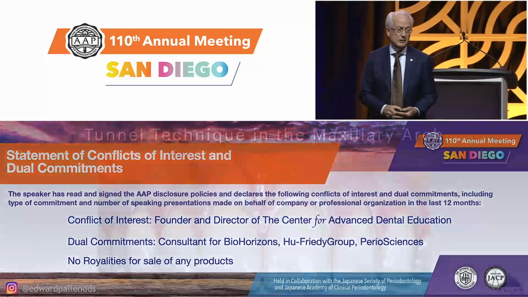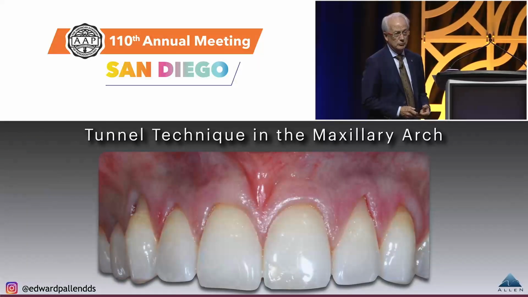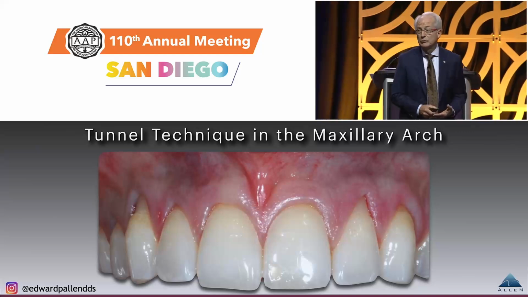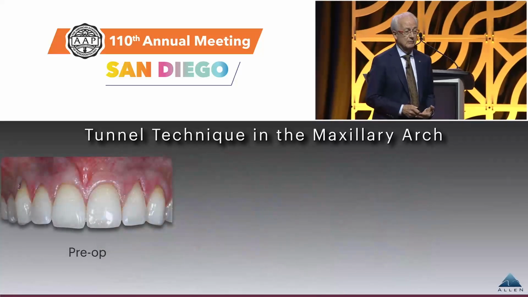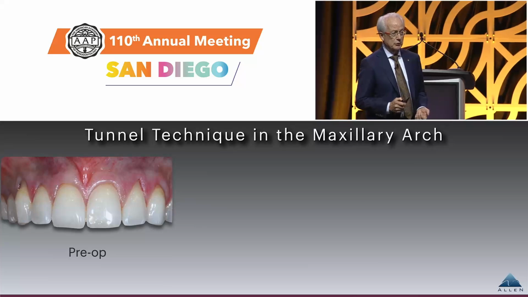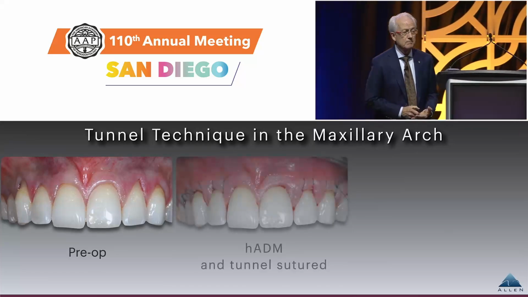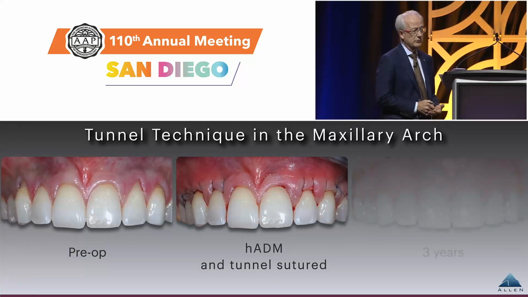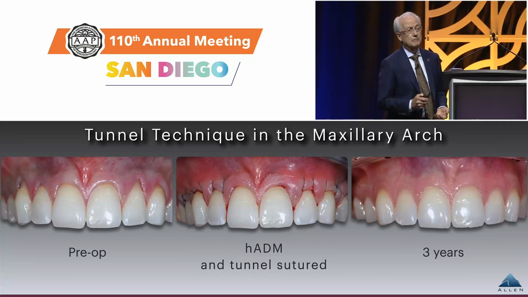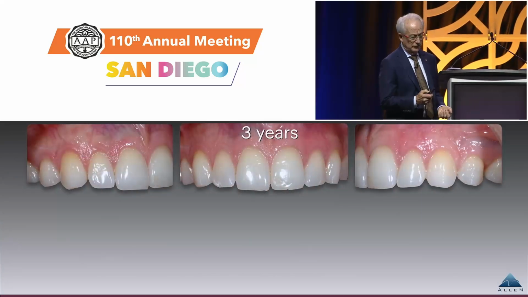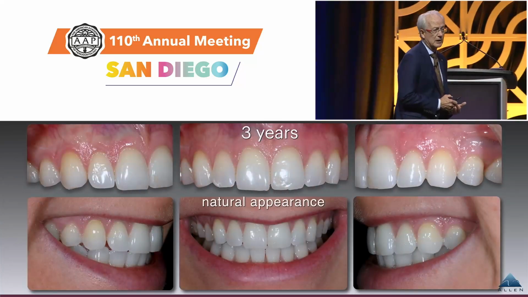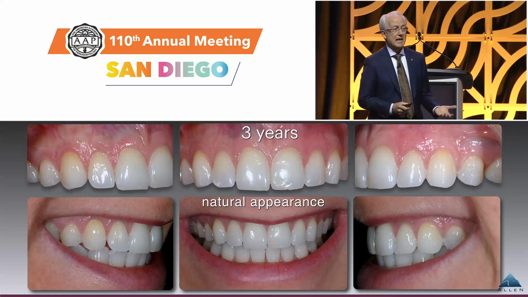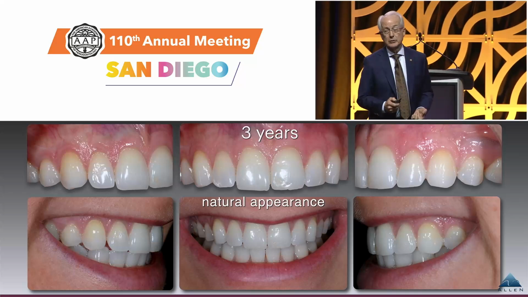I'm going to start with a maxillary arch case, because the maxillary arch is the easiest area to treat, again, with most any technique, and you can have success very easily. An example, you see a pre-op with multiple teeth with recession and sutured with human acellular dermal matrix, and then a 3-year outcome. And what I'd like you to notice when you look at different views, and particularly the smile, is that there's just ideal aesthetics, complete root coverage, and a very natural outcome. So that's the advantage of the tunnel technique in the maxillary arch in particular.